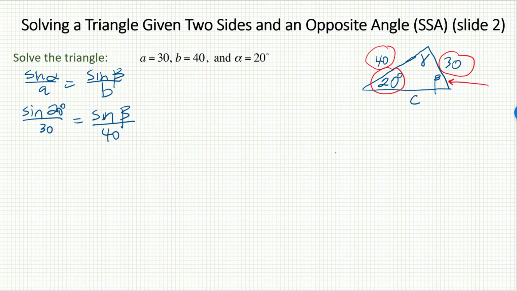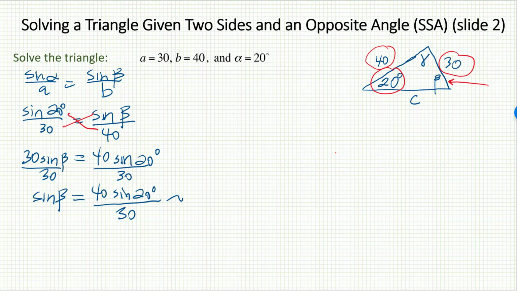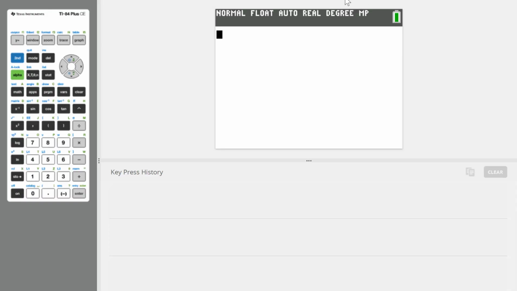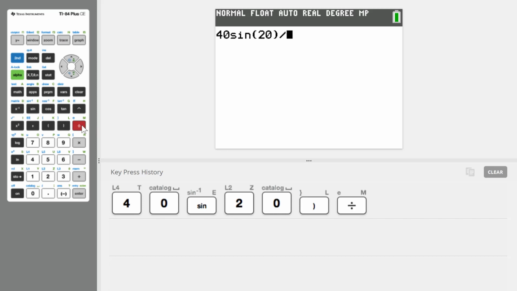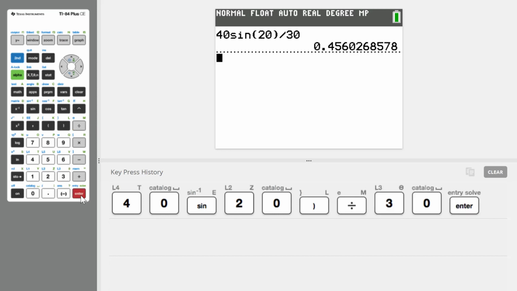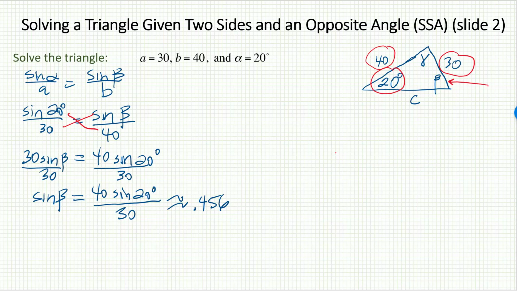Well, let's cross multiply. That'll give me 30 sine beta equals 40 sine 20 degrees. And then divide both sides by 30, and I've got sine beta equals that number. I can get a decimal version of that number on the calculator. Let's see, I am in degree mode, so I'm good to go there. I'm typing in 40 sine 20 and then divided by 30 for a value of about 0.456. Okay, now here's the critical part. I have sine beta equals 0.456.